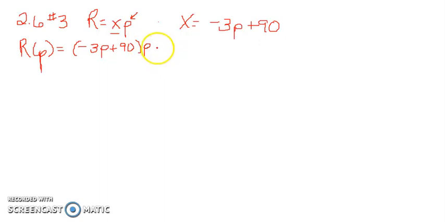So now, to simplify this, we're going to use our distributive property, and we will multiply P times negative 3P, which gives me negative 3P squared, and then P times plus 90 gives me plus 90P. So that's the function of my model. So that is R of P equal to negative 3P squared plus 90P. And we would expect to have a quadratic in this section, since that's what we've been studying.